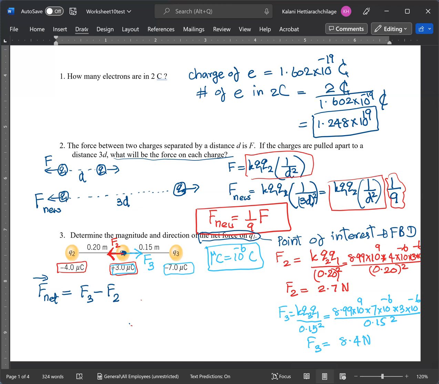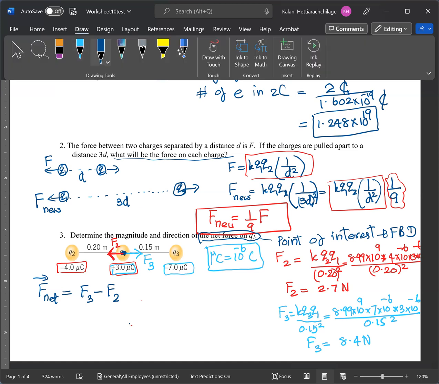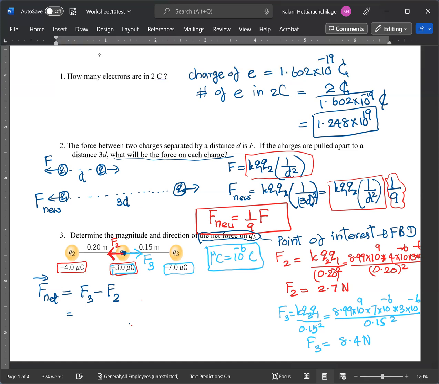Okay. After that, I just go here and plug it in. F3 is 8.4 minus F2 is 2.7. That means F net, I will get 5.7 newtons. F net to the right direction. So direction is needed for the vectors, right direction.